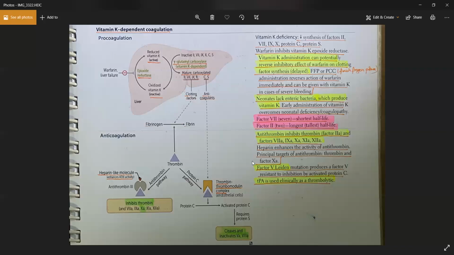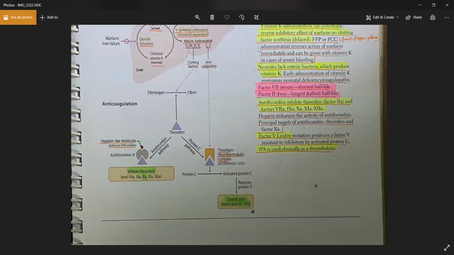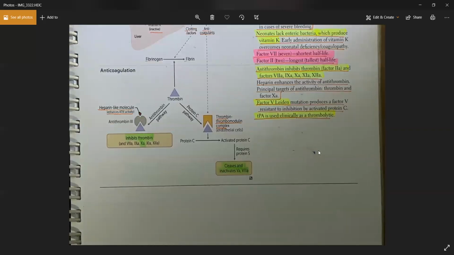Note that fact also. So yeah, vitamin K will be formed by the enteric bacteria. The neonates lack the enteric bacteria, and that's why you need to give the newborn vitamin K injections, right? Very important. And that would be it about this. So once the clotting factors activate the fibrin, they will form the fibrin, as you can see here.